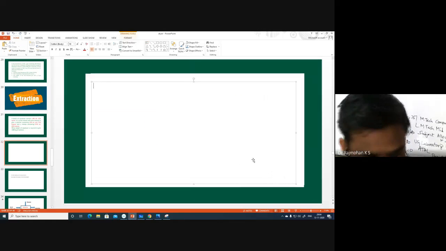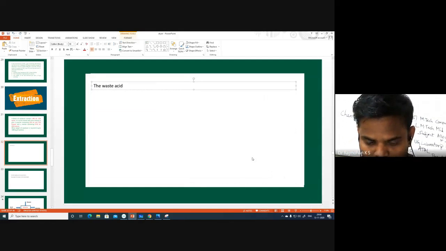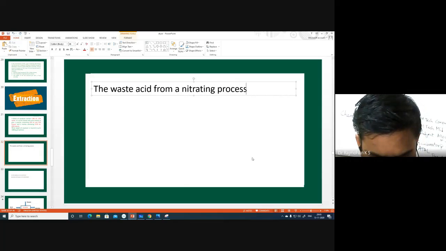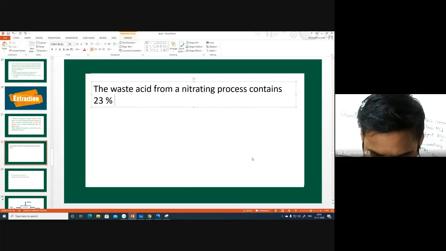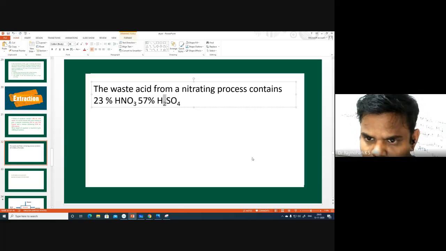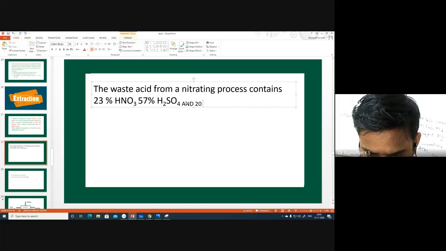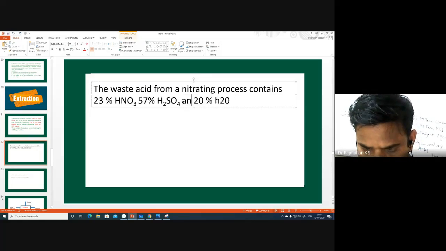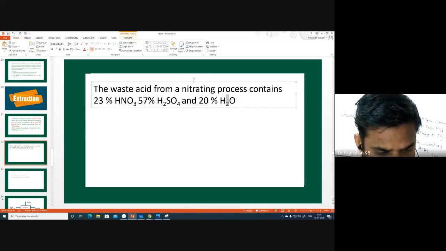Take down the next problem. The waste acid from a nitrating process contains 23% HNO3 nitric acid, 57% sulfuric acid, H2SO4, and 20% water by weight.